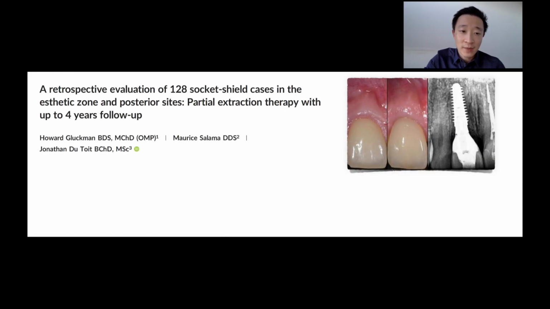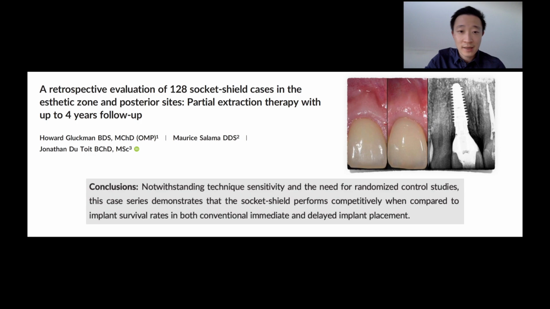In a recent study by one of the leaders in PET therapy, Howard Gluckman, after 128 socket shield cases, he concluded that it performs competitively when compared for implant survival in both conventional immediate and delayed implant placement.